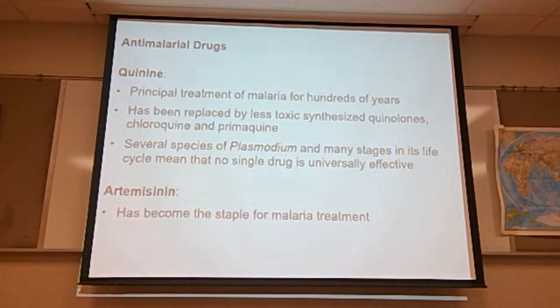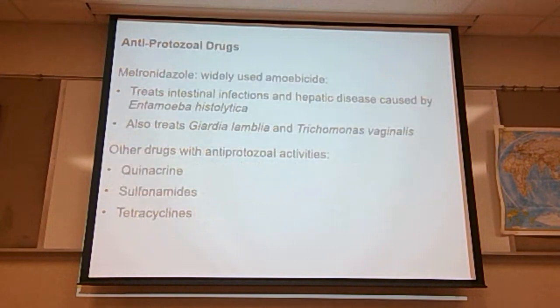Anti-malarial drugs. The principal treatment for malaria for hundreds of years was something called quinine. It has been replaced by less toxic synthesized quinolones like chloroquine and primaquine. Several species of Plasmodium parasites in many stages of its life cycle mean that no single drug is universally effective. The staple drug is artemisinin, which is the newest drug. But again, as is often the case, this drug is relatively expensive. Quinine is still relatively expensive. So in lots of areas of the world, people are still being treated for malaria with quinine.